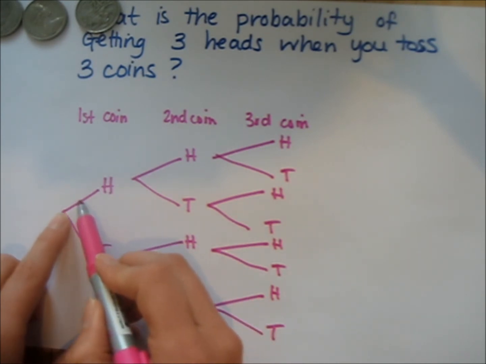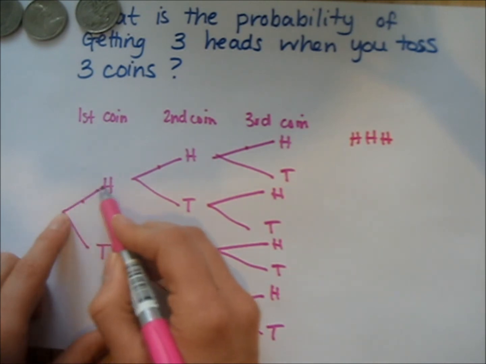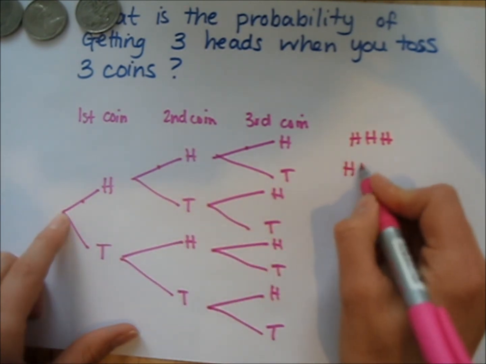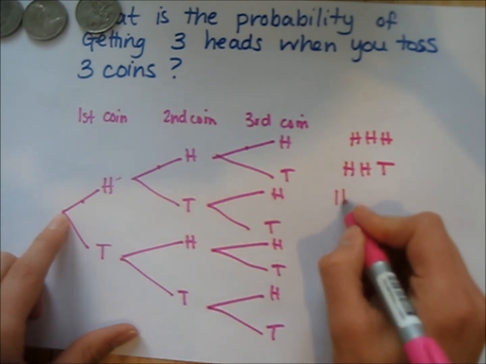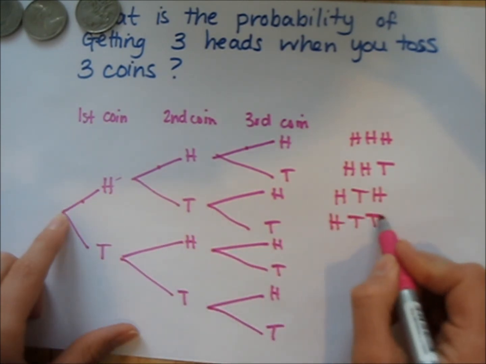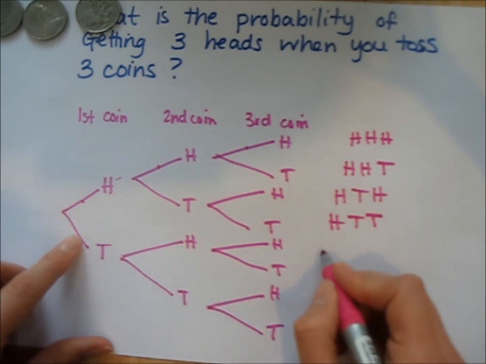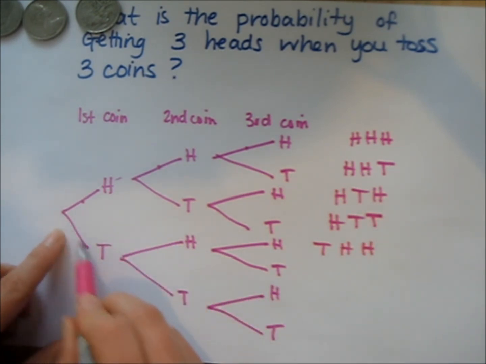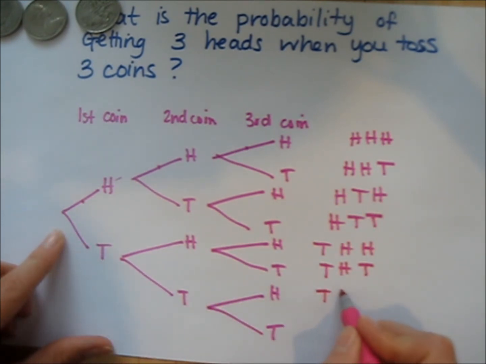So if we follow each one, our first possible outcome is we could have got heads and heads and heads. So I'm going to write that like this, heads, heads, heads. Then we could have got heads, heads, and then tails. Next outcome is we could have got heads, tails, heads. Or we could have got heads, tails, tails. Now, this side of our first coin is getting tails first, then heads, heads. So tails, heads, heads. We could have got tails, heads, tails. We could have got tails, tails, heads. Or we could have got 3 tails.